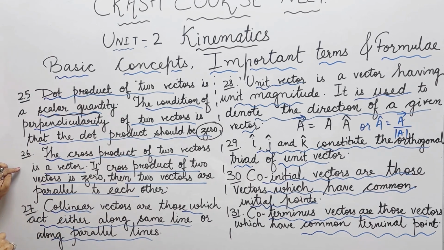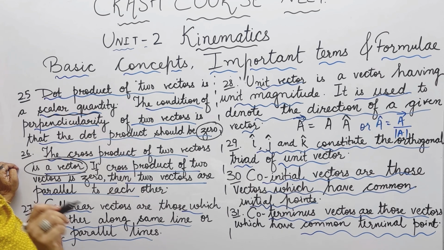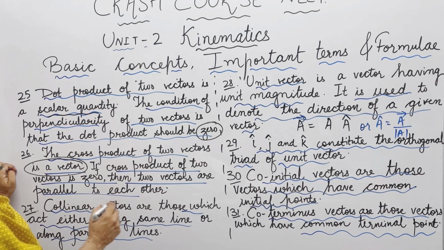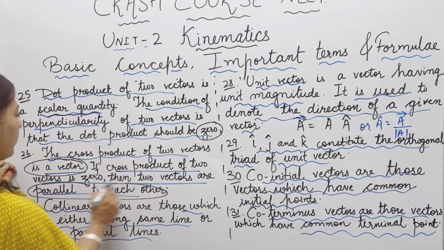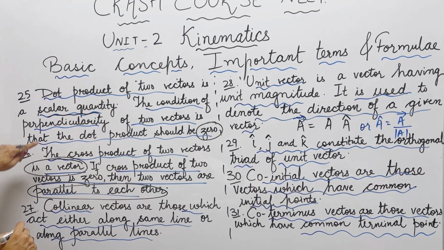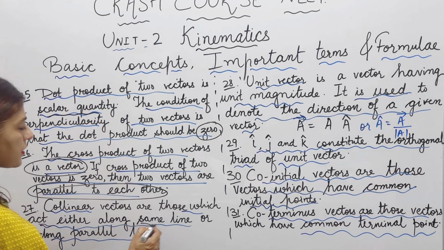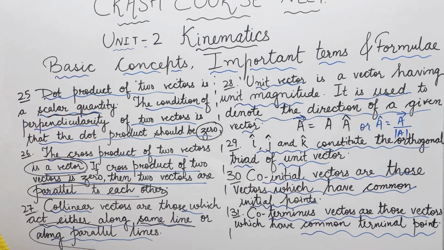And in the case of cross product, the product is always a vector quantity, and if the cross product of two vectors is 0, it means they are parallel. So this is the property of parallel: cross product 0. Property of dot product: the vectors are perpendicular if the dot product is 0. Collinear vectors are those which are acting either along the same line or lying along parallel lines.